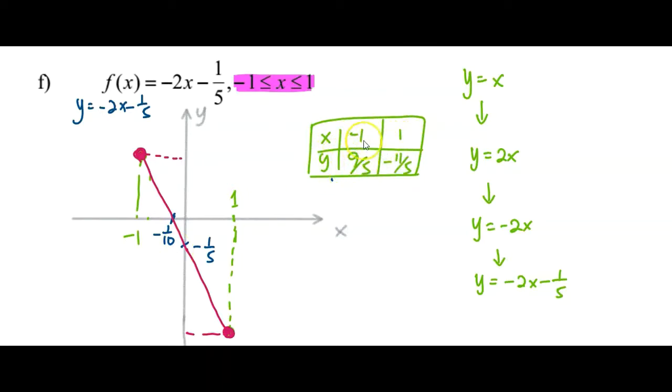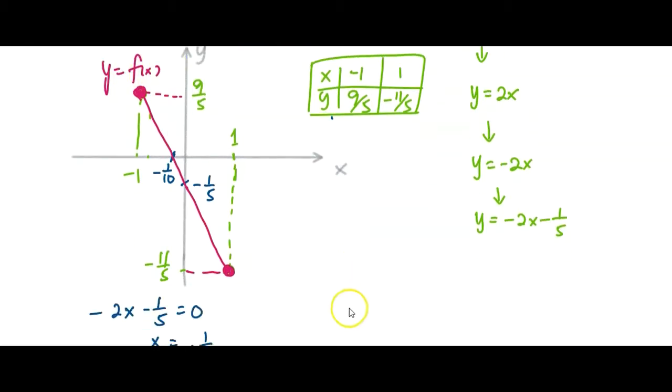So here is what I got. When x equals negative 1, y equals 9 over 5. And when x equals 1, y is negative 11 over 5. Okay, so now you can label this graph as y equals f(x). You have done the graph.